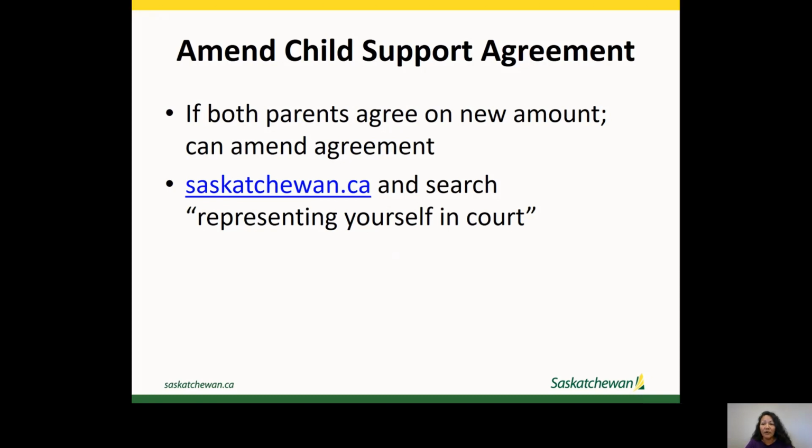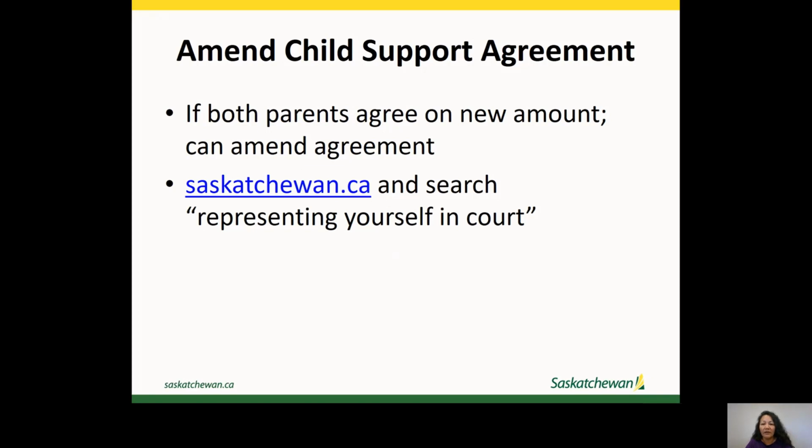Another option to update child support amounts is to amend any agreements entered into voluntarily by parents. If parents have a child support agreement, they can create an updated agreement if they both agree on the new amount. If parties are having difficulty negotiating a new amount of support and want help, they can contact a mediator or collaborative lawyer.